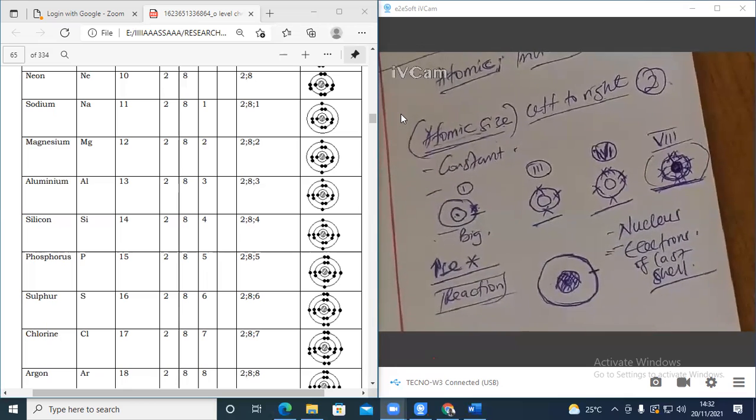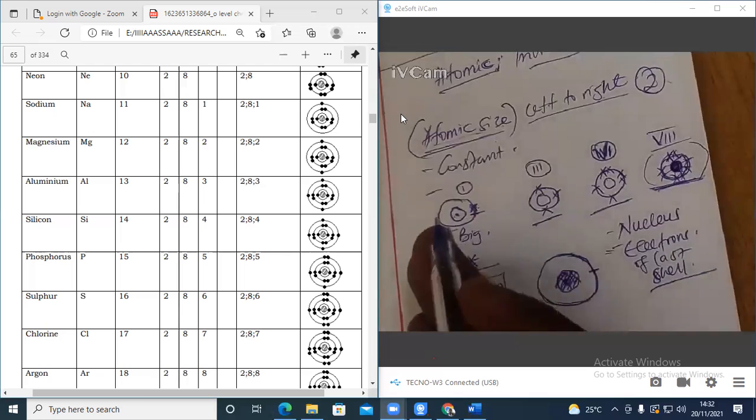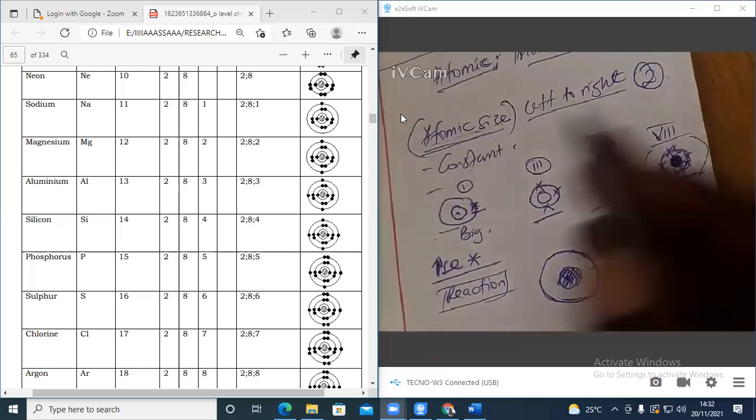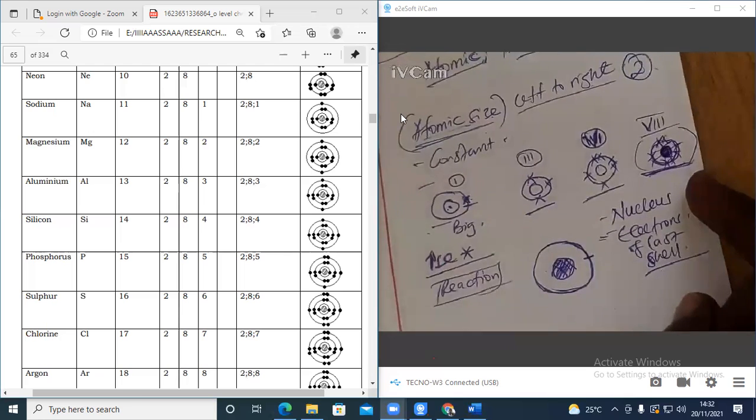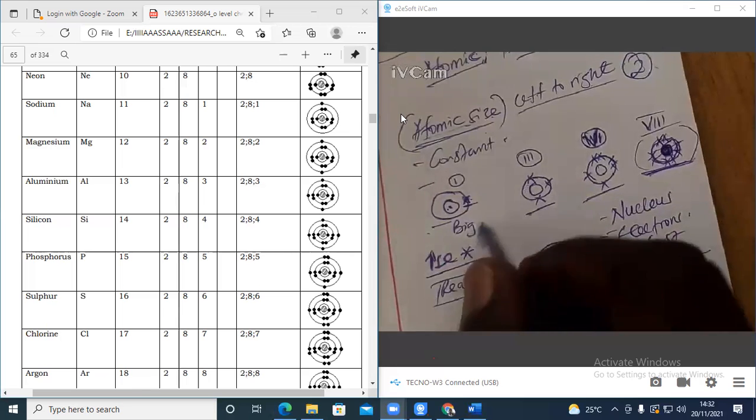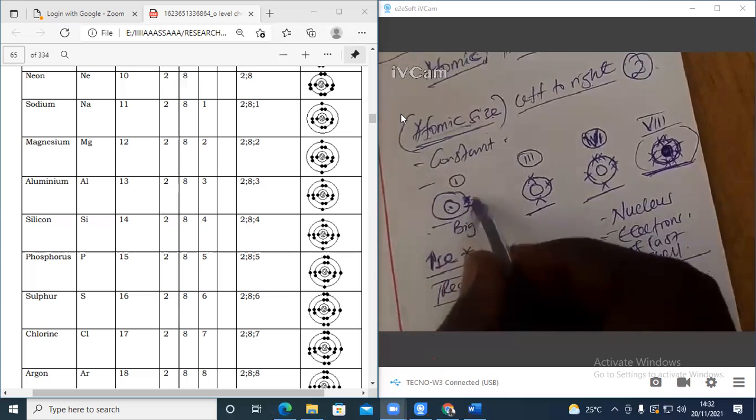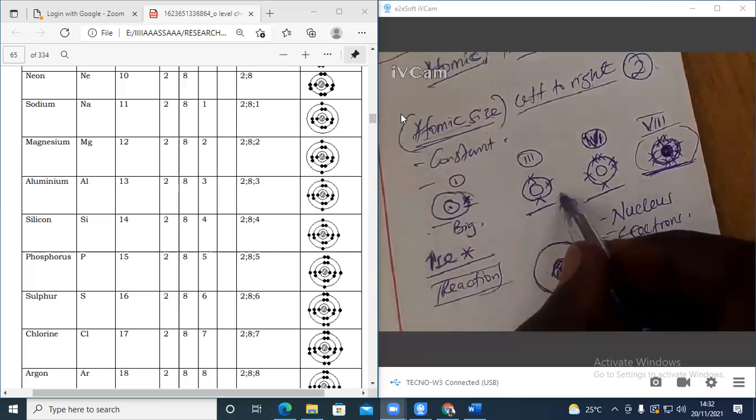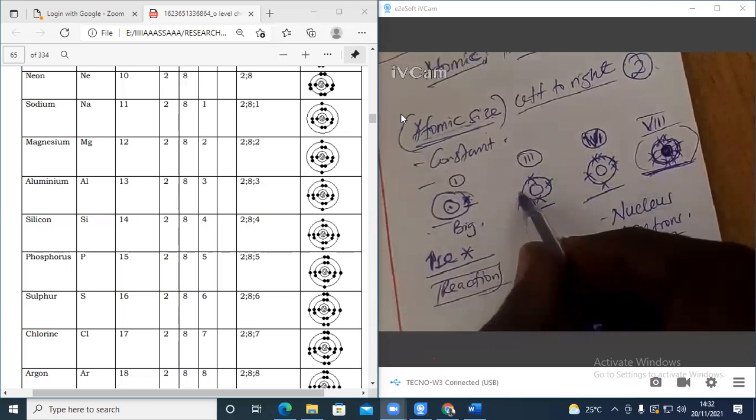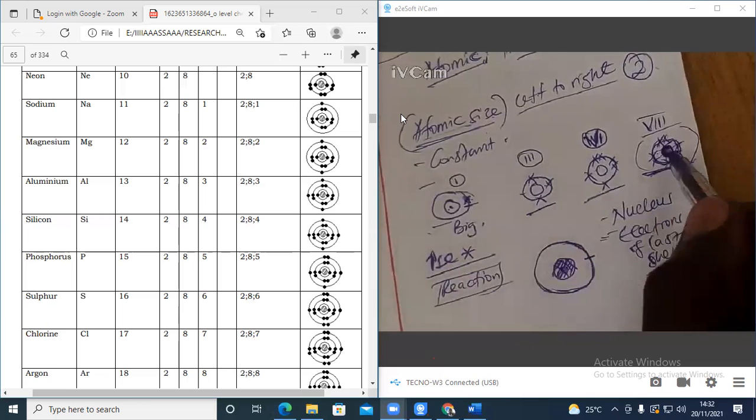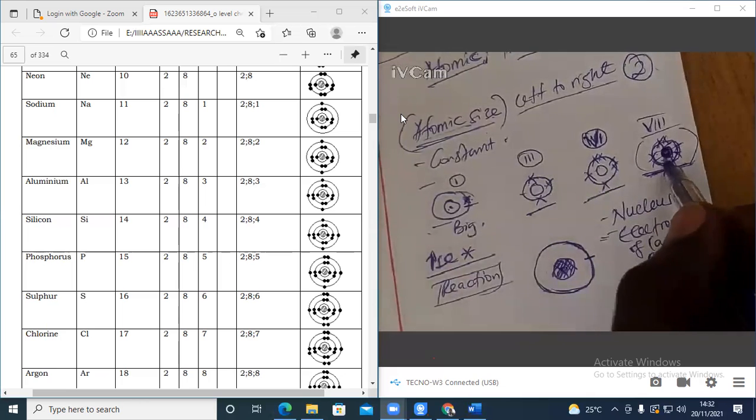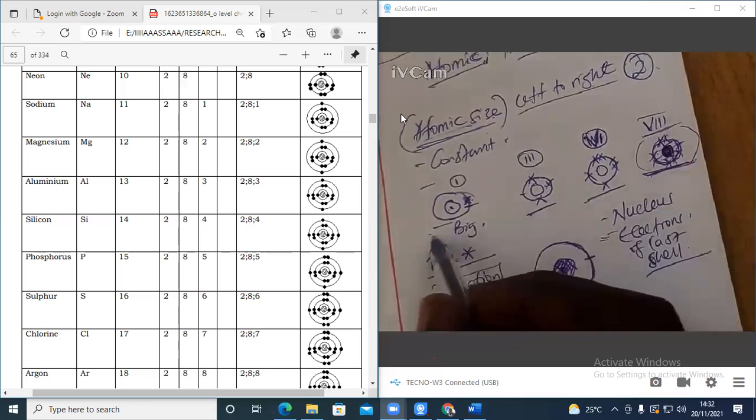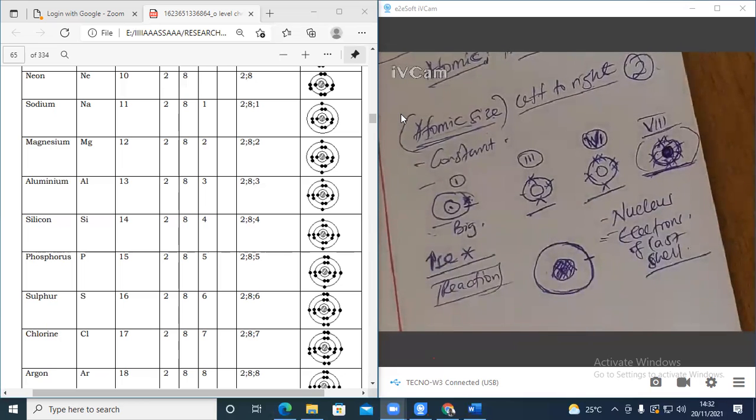So when you are moving from left to right in the periodic table, we shall have a decreasing atomic size. The atomic size is going to be reducing. This one is going to be big. This one is at least smaller than this. This one is the smallest in the whole period. So group 8 elements, according to the periods, are the smallest. You get it?